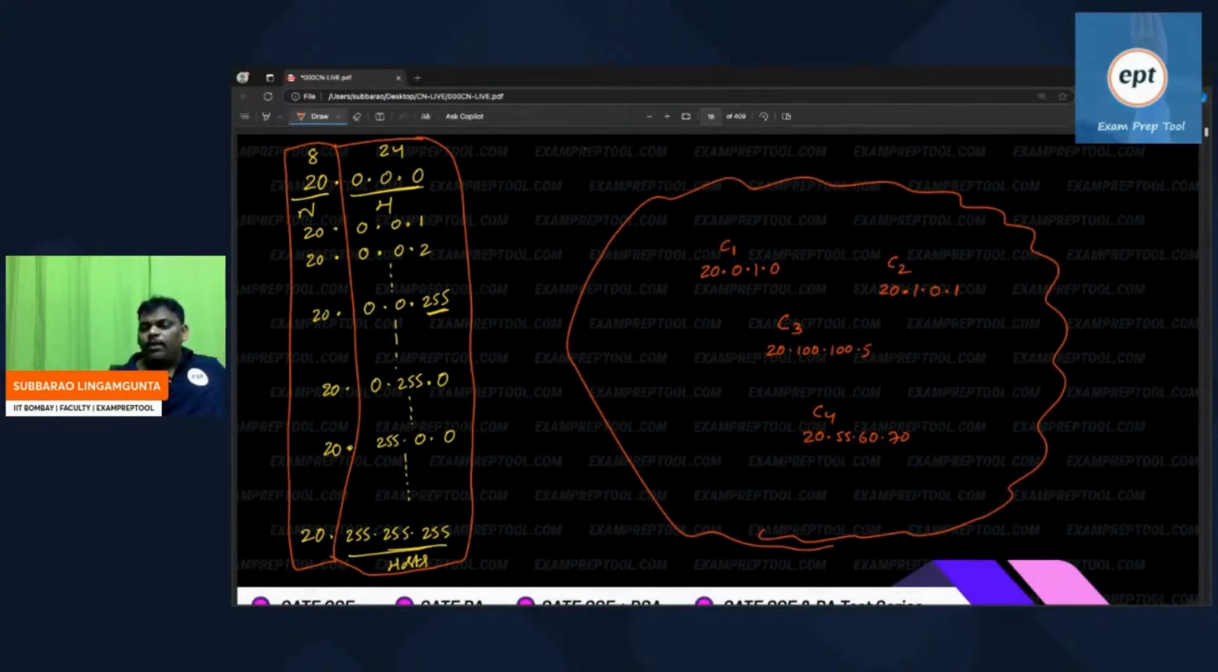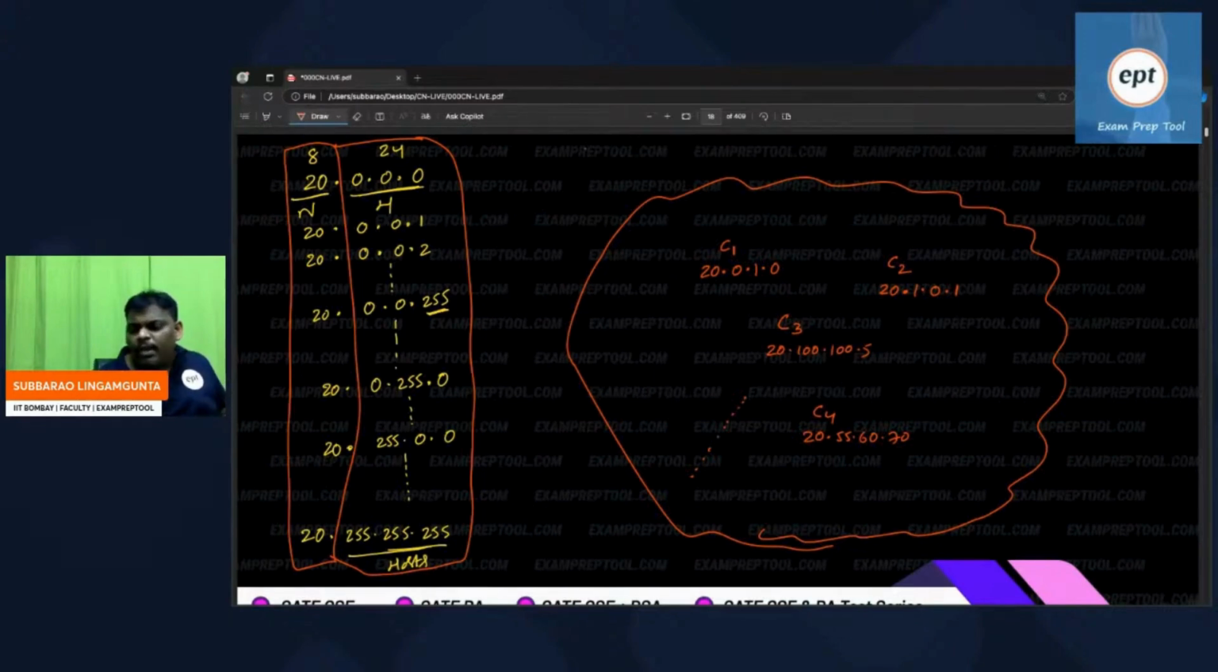TCS company bought all these IPs. One class A network they bought. How many computers can they connect? 2 power 24 hosts they can connect.